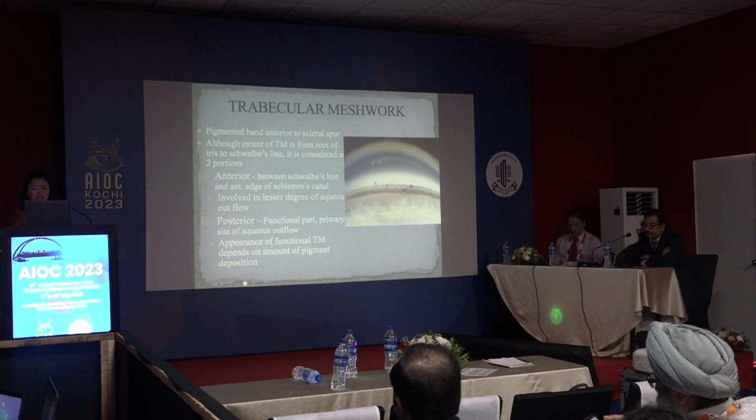Then we have the trabecular meshwork, which again has two parts. One is the pigmented part like this, and what's anterior to it is the non-pigmented part. The pigmented part is important for us because it's the functional part. It is the primary site of the aqueous outflow. And the anterior non-pigmented part is anterior to it.